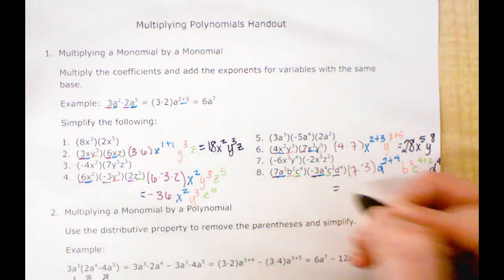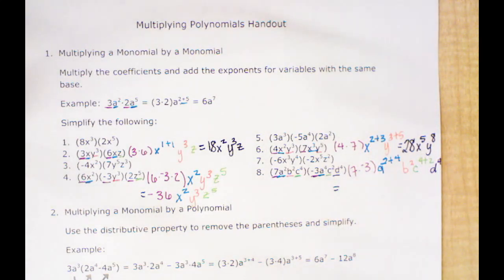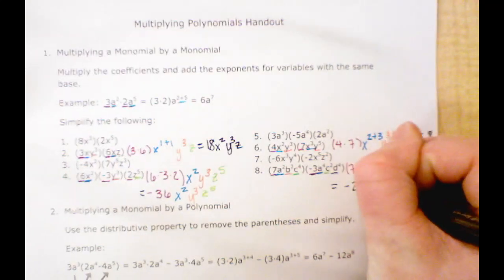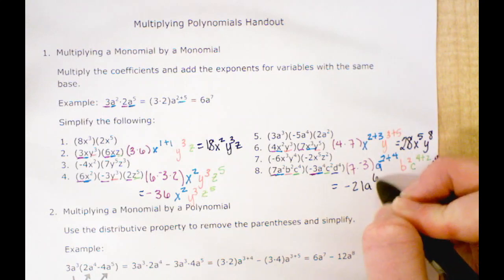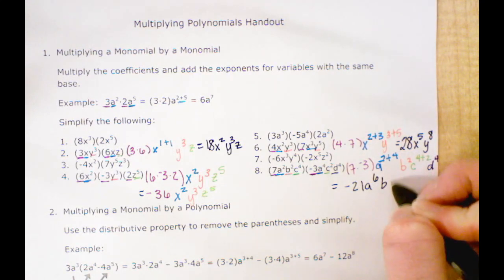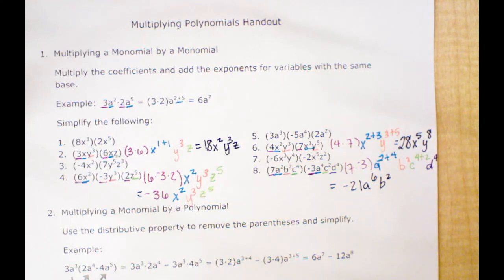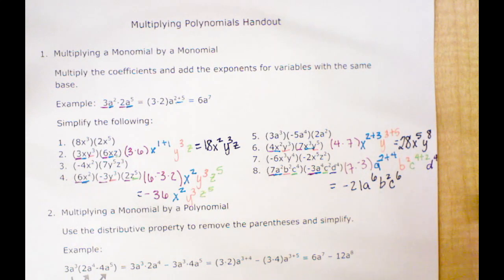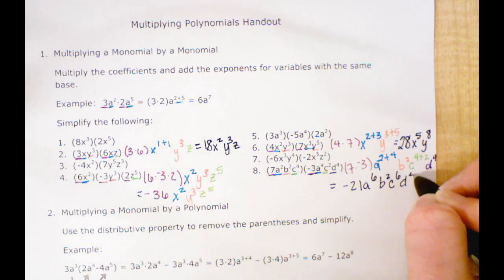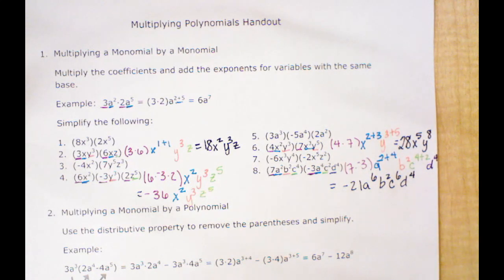Okay, so we have 7 times negative 3, negative 21. Then we have a 2 plus 4, a to the 6. We have b squared, we just bring it down. C, 4 plus 2, c to the 6th. And then we have d to the 4th. We just bring it down.